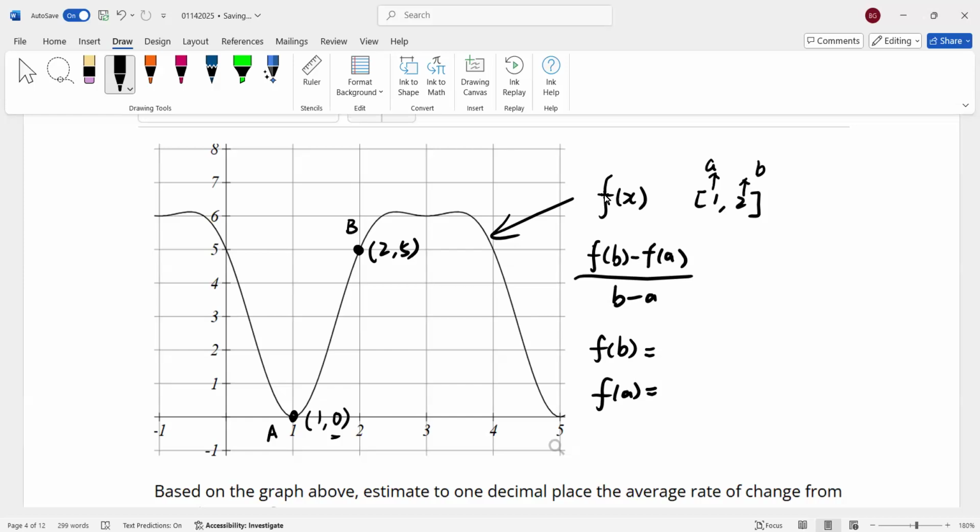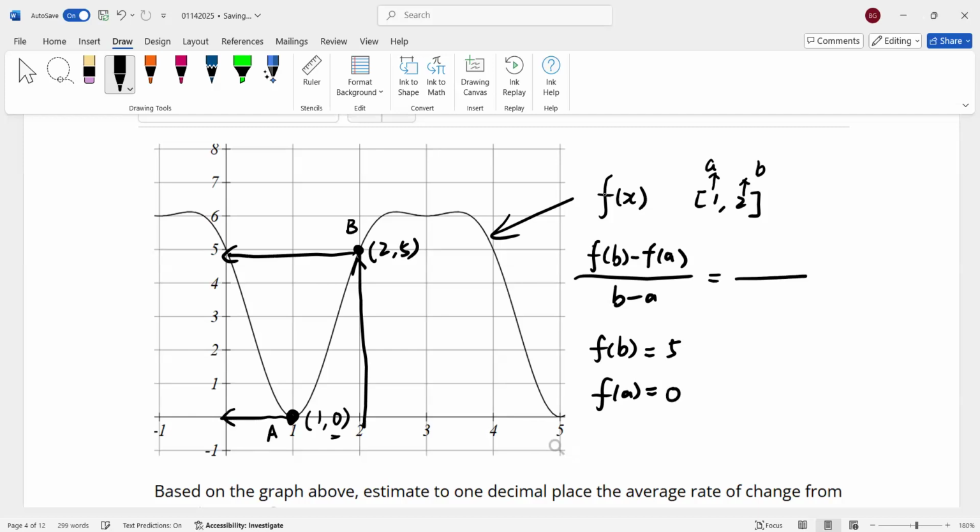So here, as we can see, when the input is 2, when you give the function machine input 2, the corresponding output is 5, right? So f of b is 5. I want you to see it. I know by using rise over run, we can get the answer correct. But I also want you to understand the formula, and I want you to see the connection between the two approaches. And f of a represents the output of the function when the input is 1. So when you give the machine input 1, the corresponding output is 0.